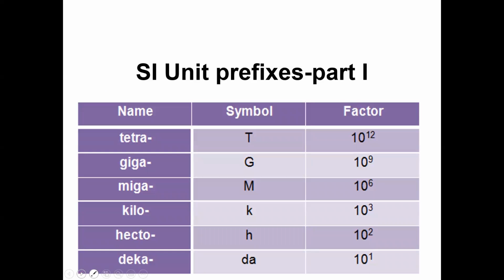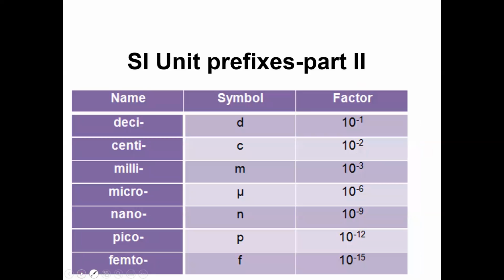SI unit prefixes part 1 consist of the larger quantities, which are tera, 10 to 12, giga, 10 to 9, mega, 10 to 6, kilo, 10 to 3, hecto, 10 to 2, and deca, 10 to 1. So the factor is a multiple of the number 10, and it contains the large quantities.